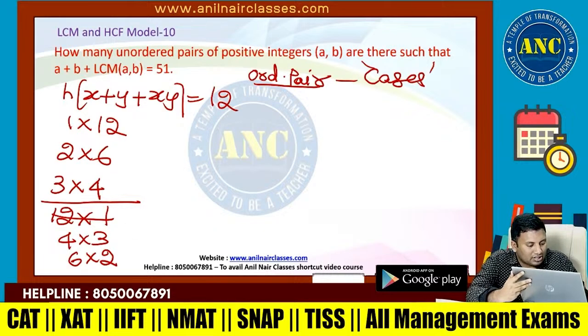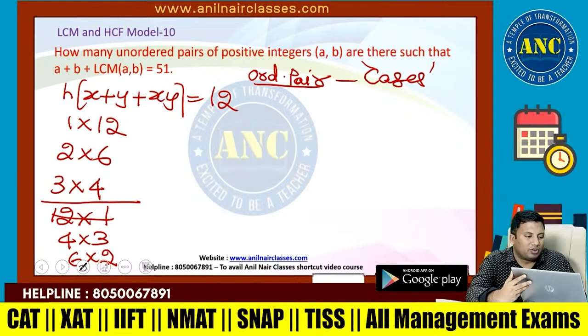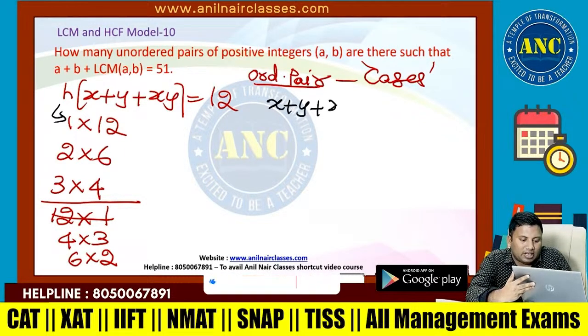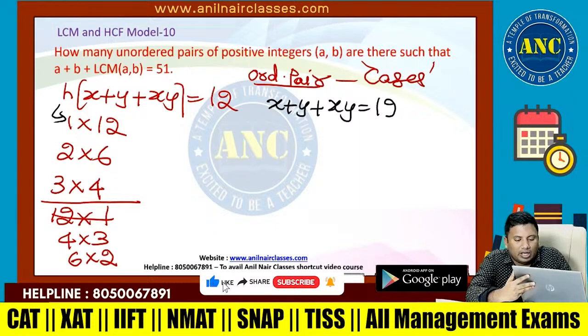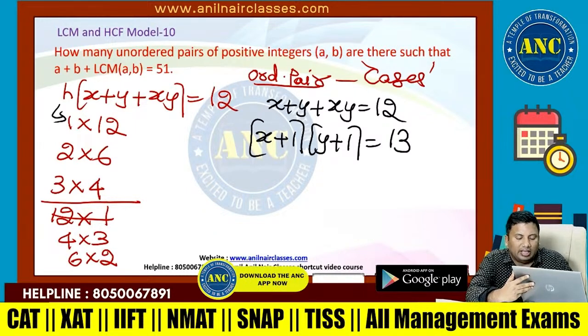First case, it's a little time taking but a very good question. If H is 1, x plus y plus xy is 12. Add 1 on both the sides. x plus 1 into y plus 1 is 13. I am adding 1 on both the sides.